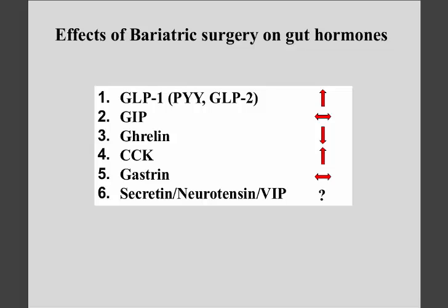CCK, which is a hormone that's involved in gallbladder function and pancreatic enzyme function, also has an effect as a satiety hormone, and CCK levels tend to be high. Gastrin, again, bypassed in both of these procedures, doesn't change very much. There's enough gastrin cells remaining that you can still measure gastrin, but it doesn't go up. And then other gut hormones just haven't been studied. So this is really the status of gut hormone responses to bariatric surgery as we know it now. Advance slide, please.